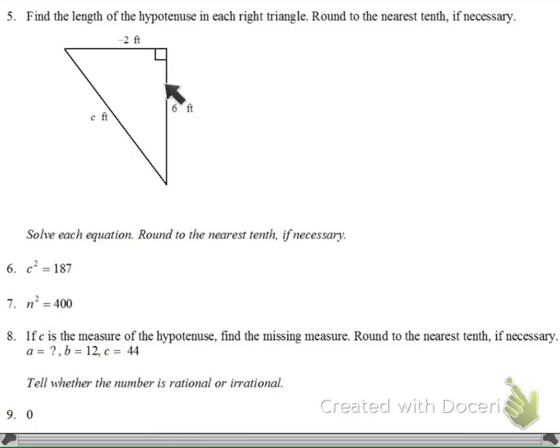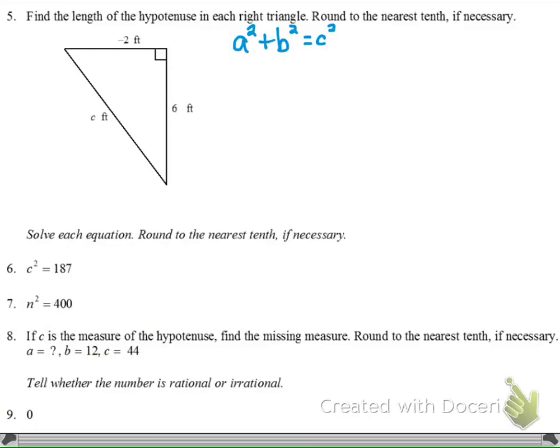So how do you find missing lengths in a right triangle? How do you do pretty much anything with a right triangle? With the Pythagorean theorem. The Pythagorean theorem is a squared plus b squared equals c squared.